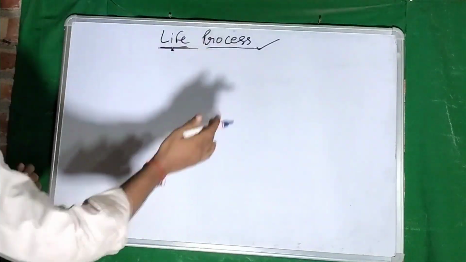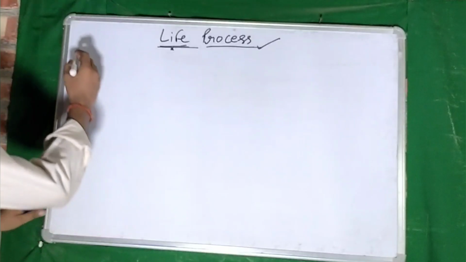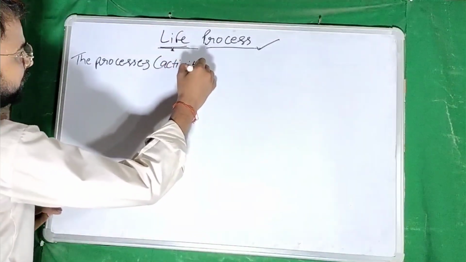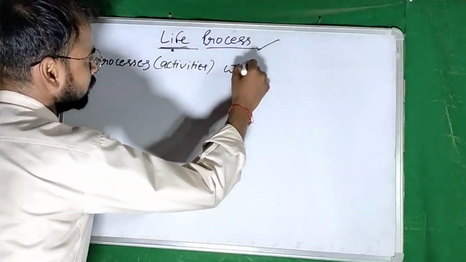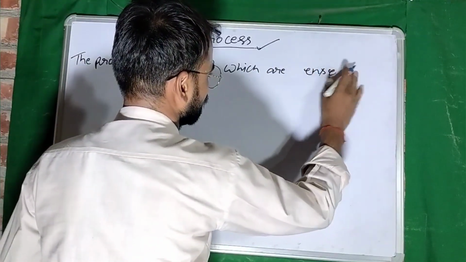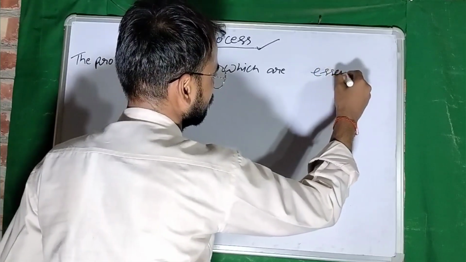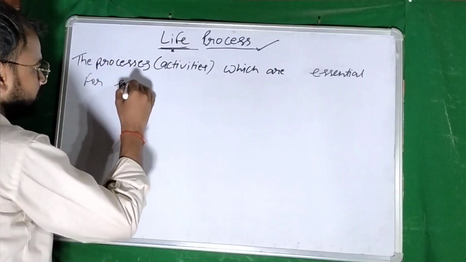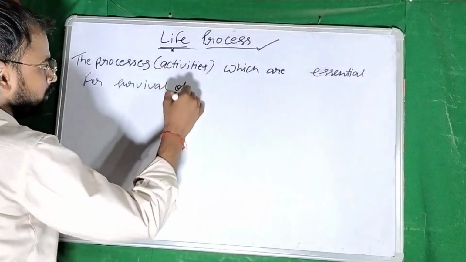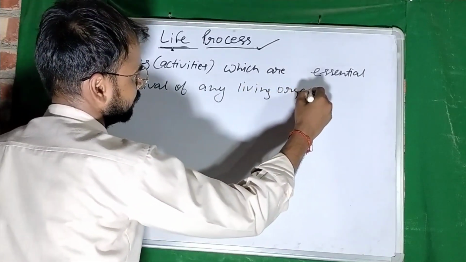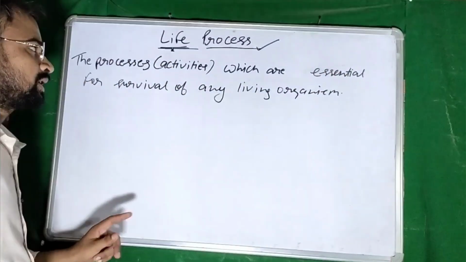First of all, we have to define life process. The processes or activities which are essential for the survival of any living organism are called life processes.